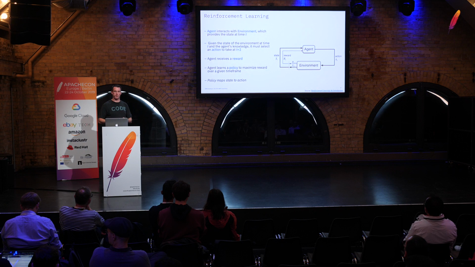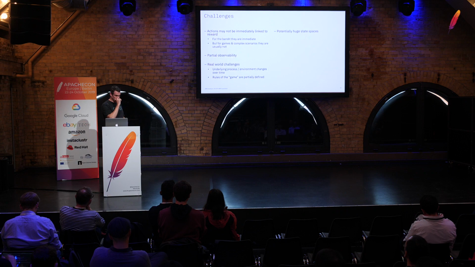So the policy is this mapping from the state of the world and what I know about it to taking an action. Some of the challenges here are that while for the multi-arm bandit problem, for example, the reward is typically immediate, I pull an arm and I get a reward immediately, in most full reinforcement learning settings and complex scenarios in the real world, that's not true.